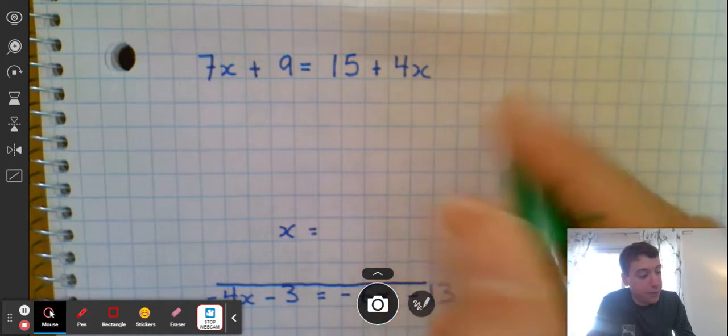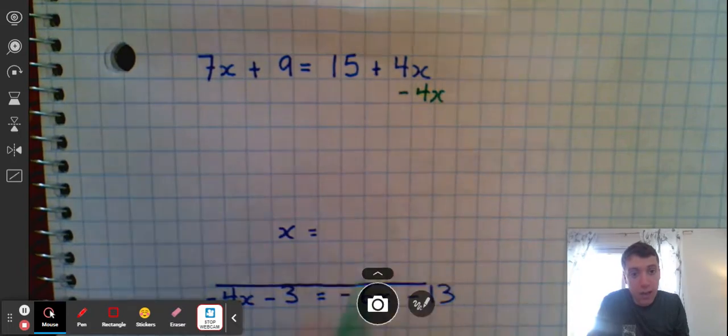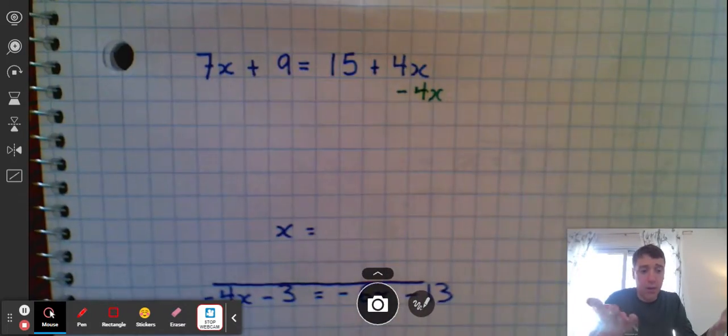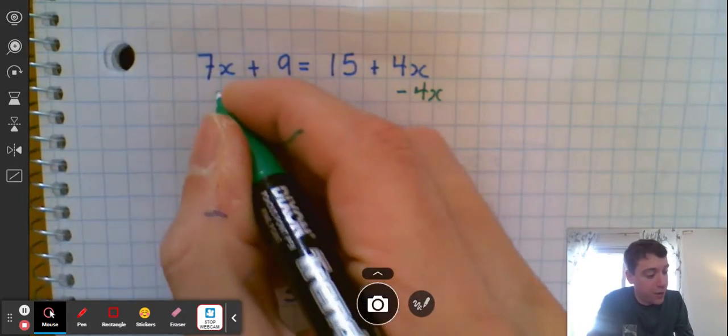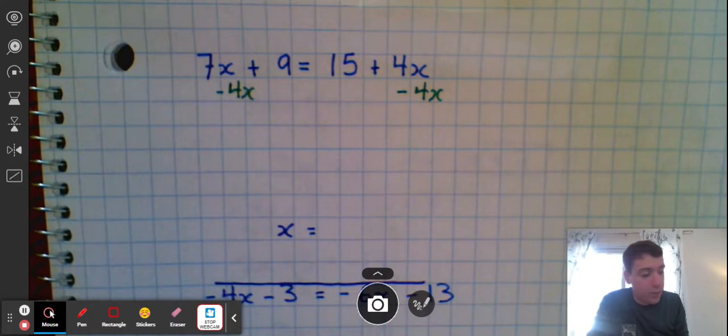The opposite of plus 4x would be subtracting 4x. If I do it to one side of the equation, to keep that equation balanced, I've got to also do it to the left side. So I'm going to subtract 4x from my left side as well.